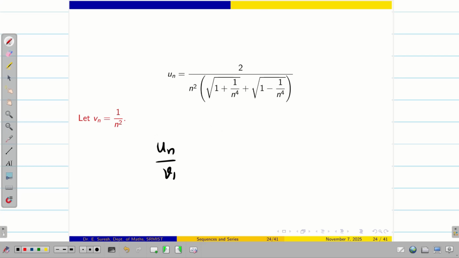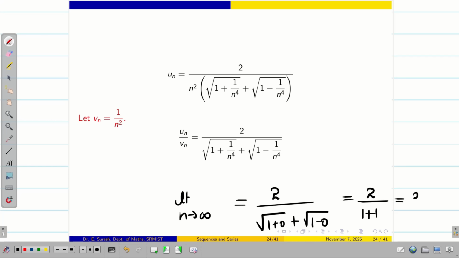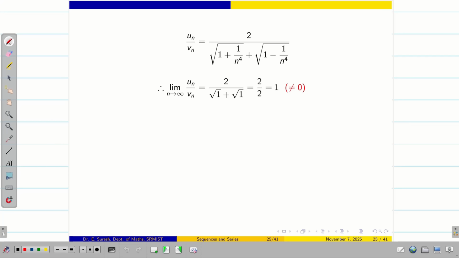Now Un by Vn I can easily tackle. Applying limit n tends to infinity, my numerator is 2, denominator is square root of 1 plus 0 plus square root of 1 minus 0. So we get 2 divided by root 1 plus root 1, that is 1 plus 1, simply 2 by 2. Therefore, I get 1, very important, this is not equal to 0. So now I can proceed further.